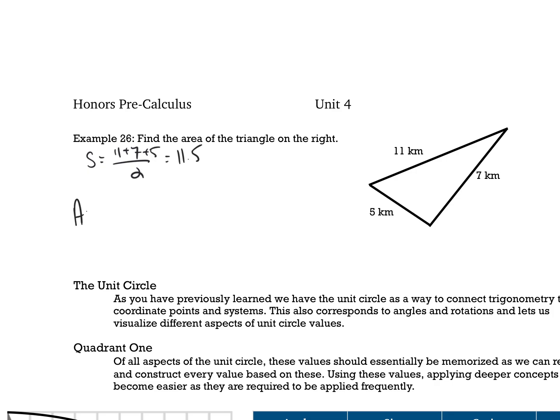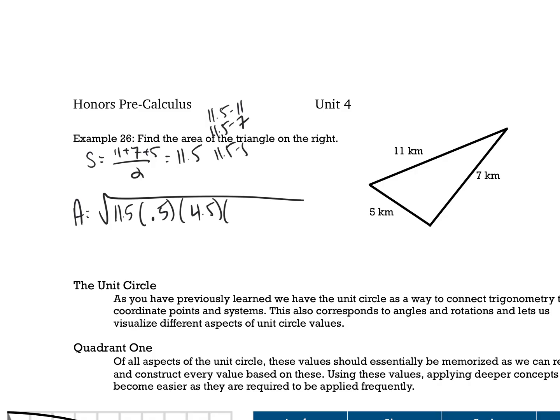And now to get the area, it's the square root of 11.5 times the difference of each one. So 11.5 minus 11, 0.5. 11.5 minus 7, 4.5. And 11.5 minus 5, 6.5. I literally just find the difference of each individual side with the semi-perimeter, multiply them all together, and then take the square root. When I do the square root of this answer, I get roughly 13 with some rounding. It's kind of a big number to round with, but 13, okay? So that's really it to find the area.